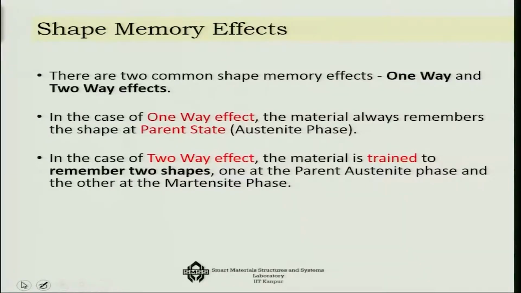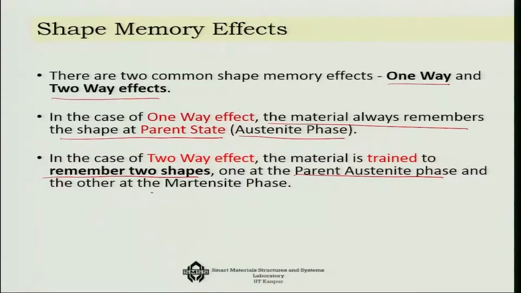Now there are two common shape memory effects. One is called one-way effect and another is called two-way effect. In the case of one-way effect, the material always remembers the shape at the parent state, that is the austenite phase. That is what I was telling you, that at the high temperature austenite phase it remembers that shape in the case of one-way effect. However, in the case of two-way effect, you can train the material in such a manner that it can remember two shapes, one at the parent austenite phase and the other at the martensite phase. However, you have to give a lot of training to the system.